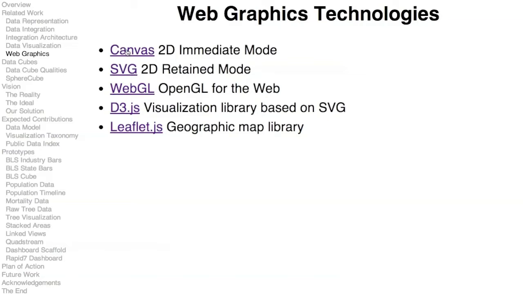Canvas is an HTML5 technology for 2D immediate mode graphics where the graphics code issues commands to a stateful graphics API. SVG, Scalable Vector Graphics, is a 2D retained mode graphics API for the web, meaning the way you use it is you define a listing of objects and then the SVG rendering system takes care of rendering them and updating them as they change. WebGL is like a port of OpenGL for the web, so with this you can do 3D graphics and hardware accelerated 2D graphics.